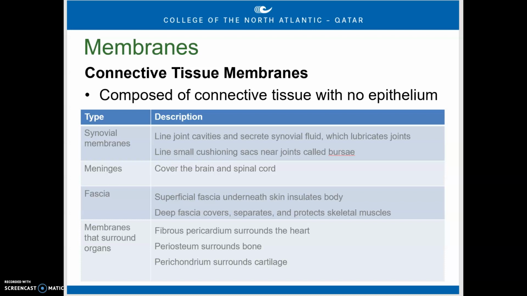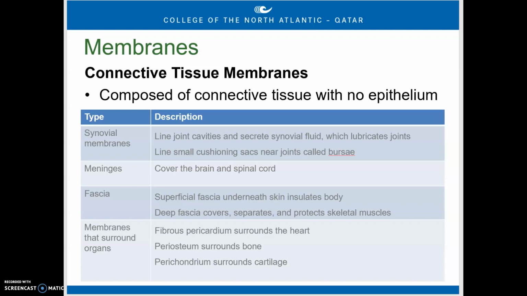So the joints that we have between our bones, in our hands, our fingers, our elbows, our knees, those are all going to have synovial membranes lining the joint cavity. They will secrete a synovial fluid, and that synovial fluid will interact with the muscles and the tendons and the bone and the cartilage so that that joint moves freely and without any grinding or any serious contact.